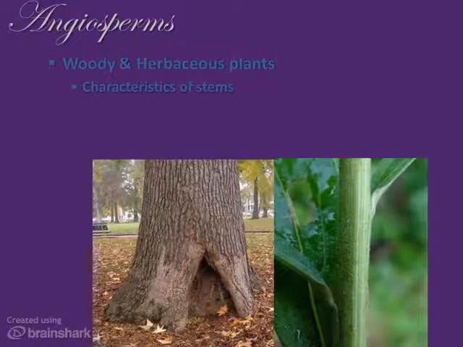There are a few other ways that we classify angiosperms as well, as we are working our way around the classification ladder. One way we classify them is by the type of stem. Okay, we look at the characteristics of the stem. Here are 2 examples. This is really tough, so look closely. Which one is woody and which one is herbaceous?